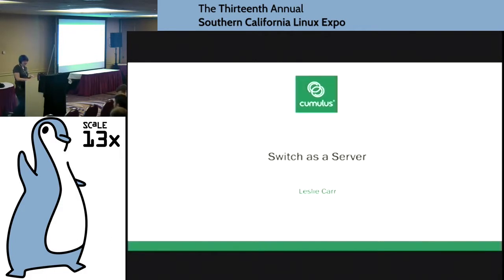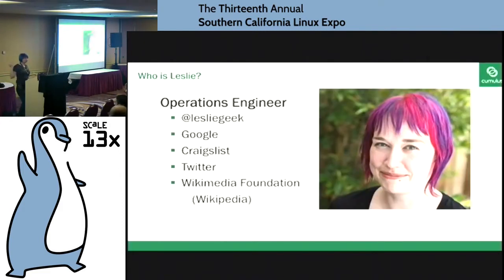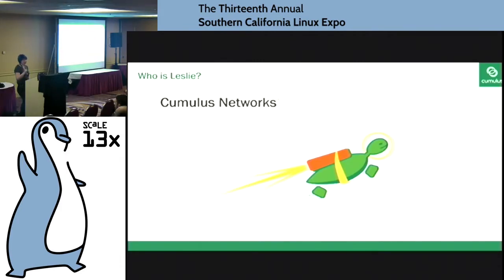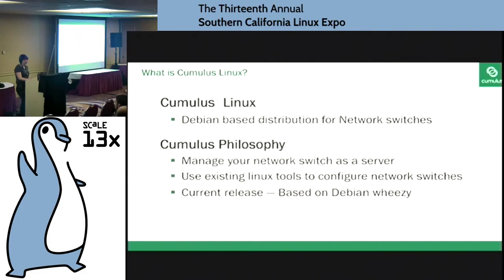All right. So this is my talk on the switch as a server. Why should you listen to me? I am Leslie Carr. I'm an operations engineer. I've worked at lots of big websites some of you may have heard of and use all the time. And then about a year ago now, I decided to join Cumulus Networks because I thought they were doing really cool stuff. Cumulus Linux is a Debian-based distribution for network switches.